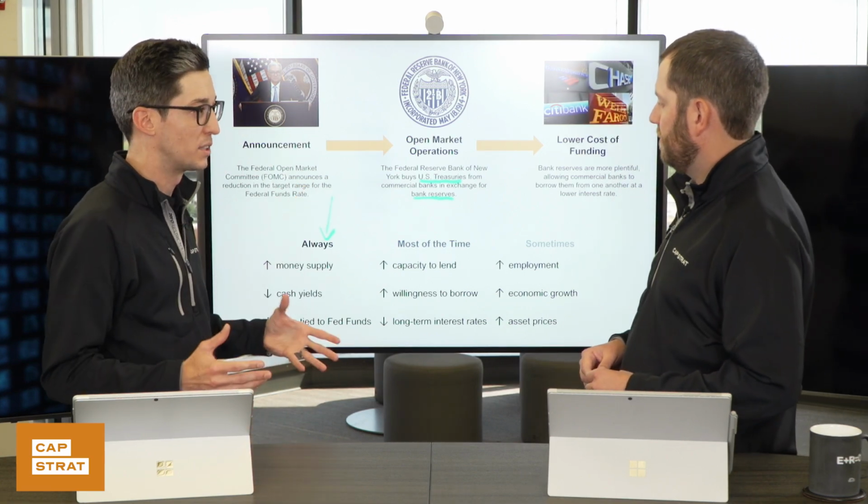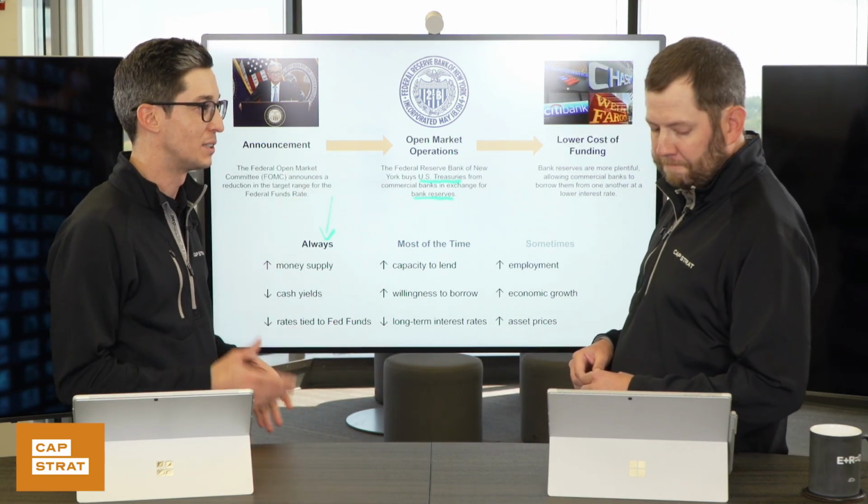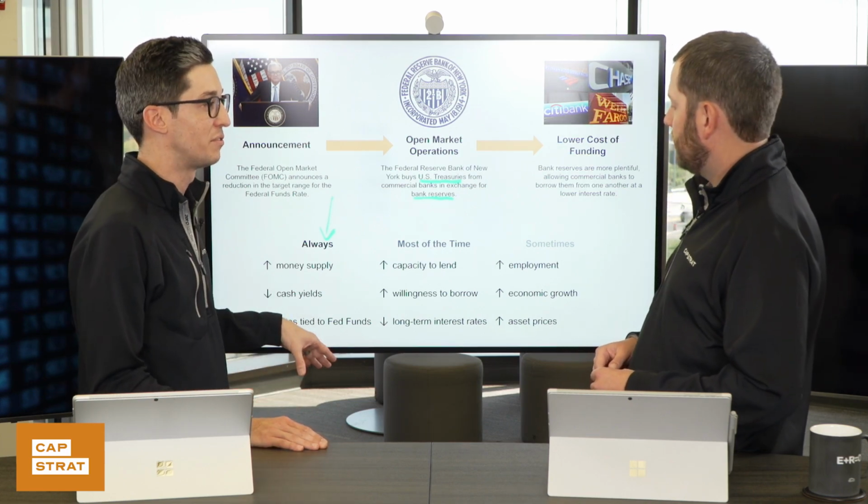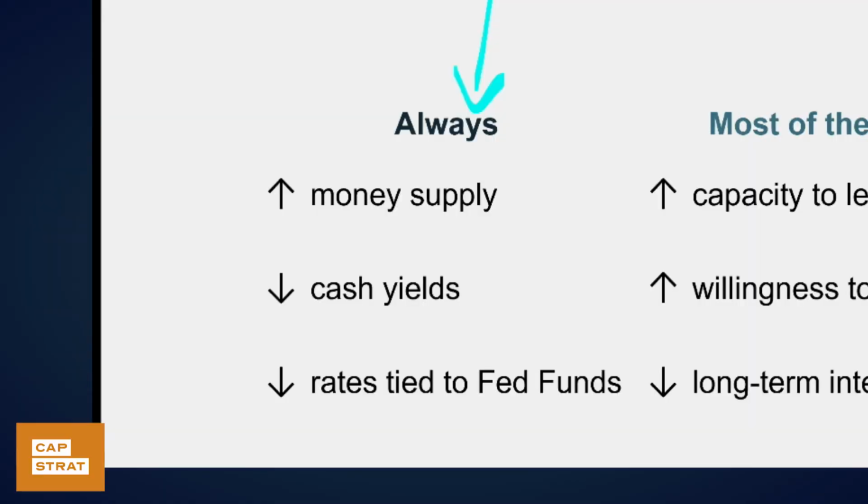Cash yields always go down. You'll see that in your money market funds, especially over the next 7 days. Rates tied to the Fed funds rate will go down. So if you have an interest rate that's referenced to the prime rate, which is referenced to Fed funds, it will go down. A lot of credit card loans are prime plus. Those will start to go down.